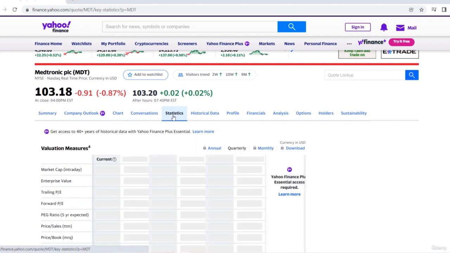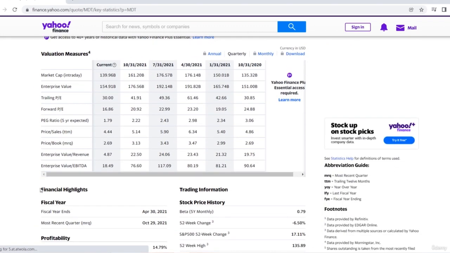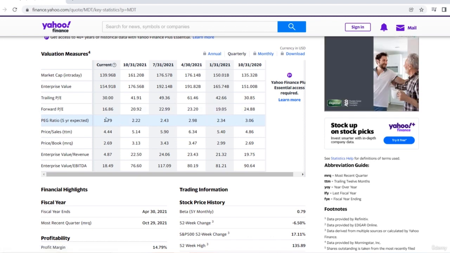If we go under statistics, we can see some of the various statistical numbers. Looking at the forward price to earnings ratio, it looks like that's going to come down. So the earnings are probably going up as anticipated, and their price will either remain the same or maybe go down a little bit. PEG ratio, we'd like that to be under 1.0 ideally. It's a little bit higher at 1.79, but lower than it's been over the previous quarter. So maybe there's an opportunity there.